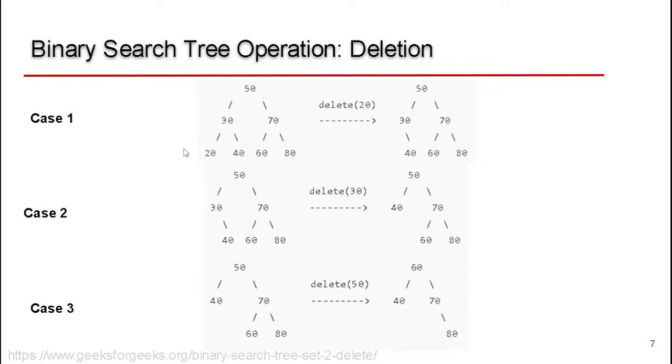But what if we want to delete 30 from here? Now we need to bring the child and put it in the place of 30, and update the link so that 50, instead of pointing to 30, will point to 40. Yes. More harder, let's say we want to delete the root. What should we do?